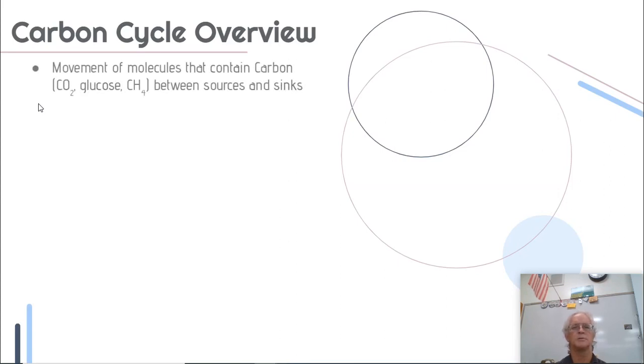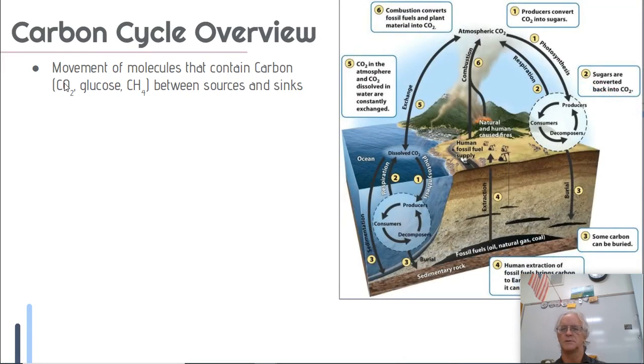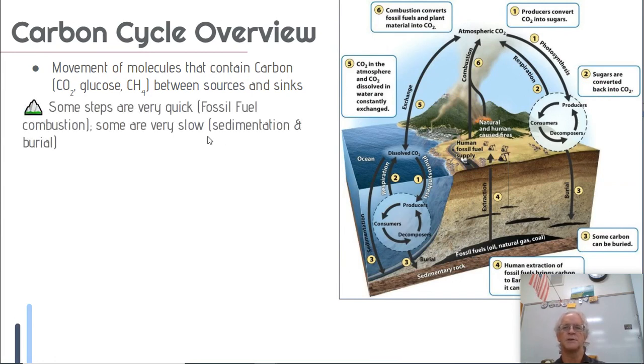Carbon cycle overview. The carbon cycle is basically the movement of molecules that contain carbon, such as CO2, glucose, and methane, between the sources and the sink, such as what you see here, where it produces all of these different things. Some steps are very quick, for example, fossil fuel combustion. Some are very slow, such as sedimentation and burial.